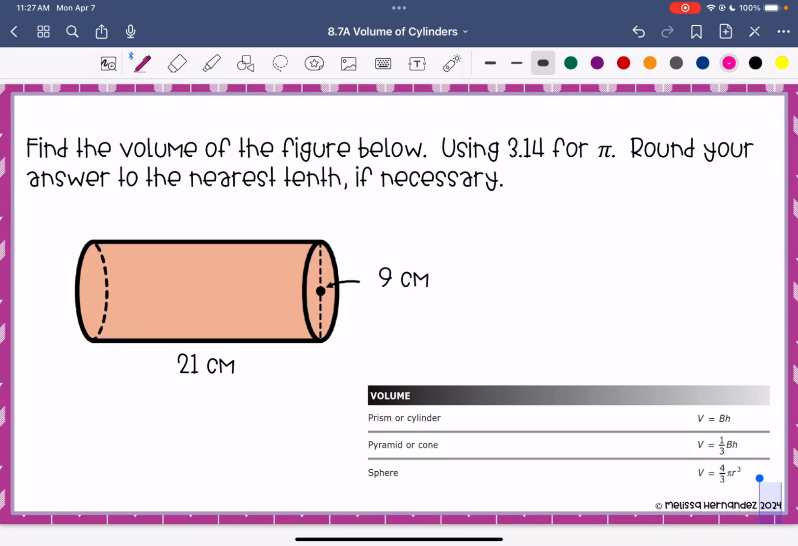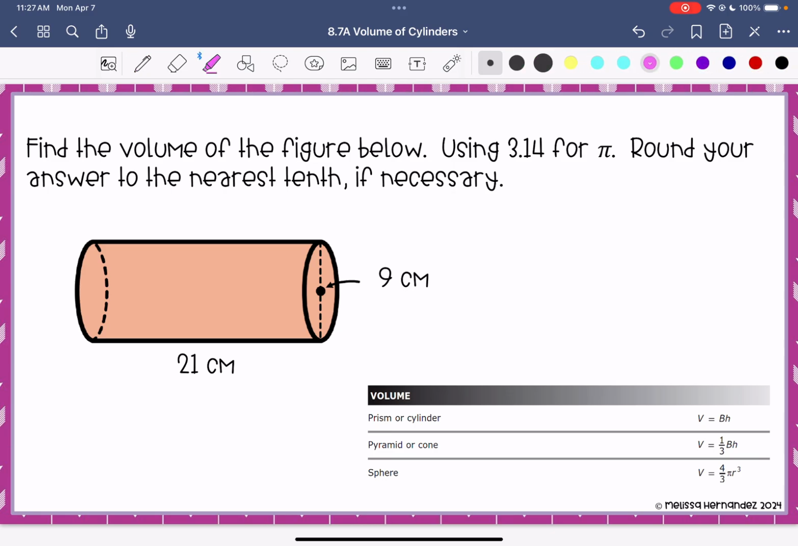Hello, for this problem we're going to solve for the volume of a cylinder and we're going to use 3.14 for pi and then we'll round at the end if necessary. So the first thing I want you to notice is the volume formula for a prism and a cylinder are actually the same. That capital B means area of the base.